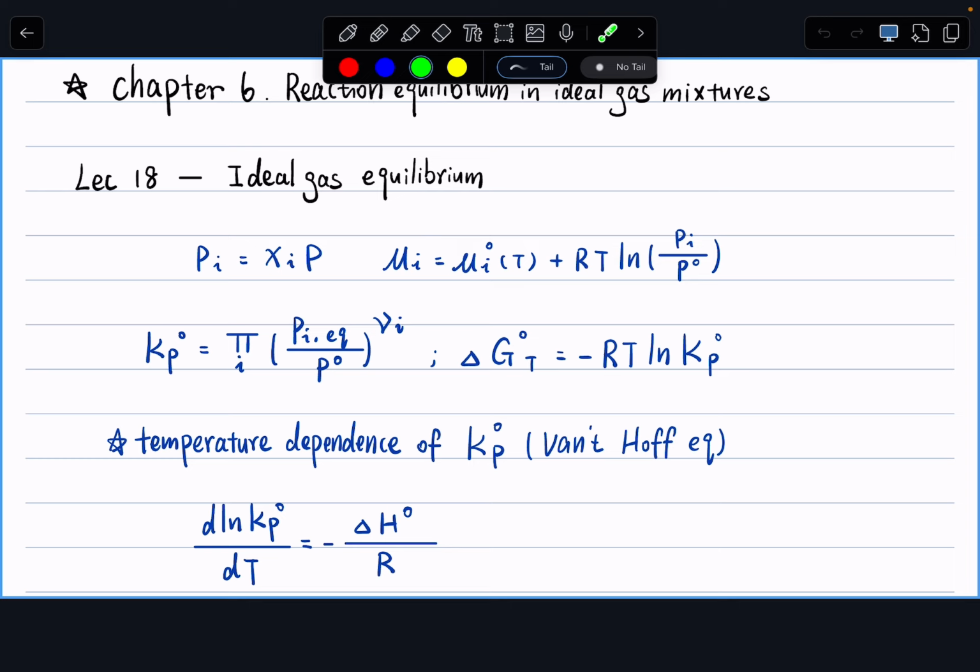And then we spent some time linking the chemical potential or the equilibrium constant to the Gibbs free energy, saying your equilibrium constant for these ideal gas reactions is defined as a product of your partial pressures at equilibrium divided by P naught, to the power of your stoichiometric coefficient nu i. And we have delta G naught of the reaction equals negative RT ln Kp.